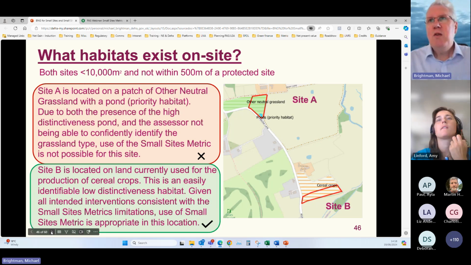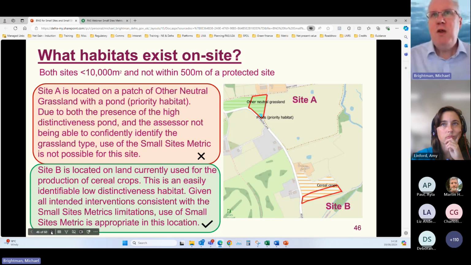In addition to that, if the grassland type was such that the assessor couldn't competently identify it, that is another reason why the small sites metric must not be used, and ecologists employed, with the statutory biodiversity metric. Site B, though, is land that's currently used for the production of cereal crops. Easily identifiable habitat, that is low distinctiveness. So again, if all of the criteria are met, use of the small sites metric would be appropriate in this location.